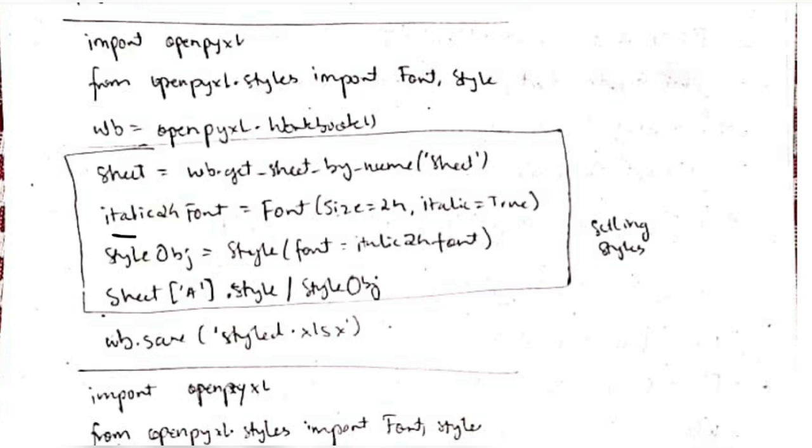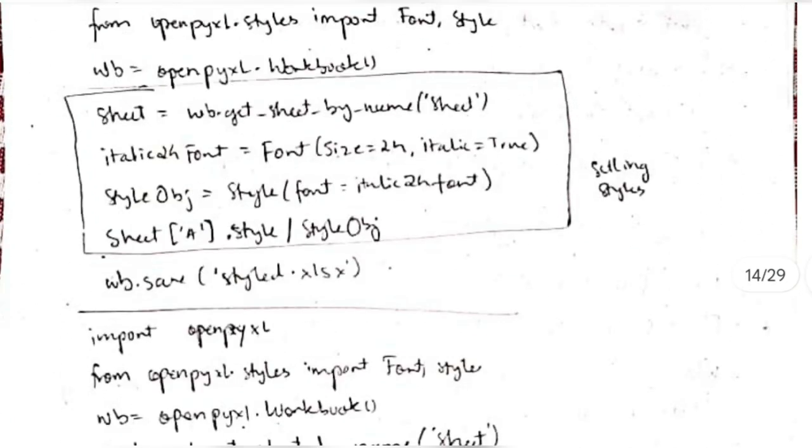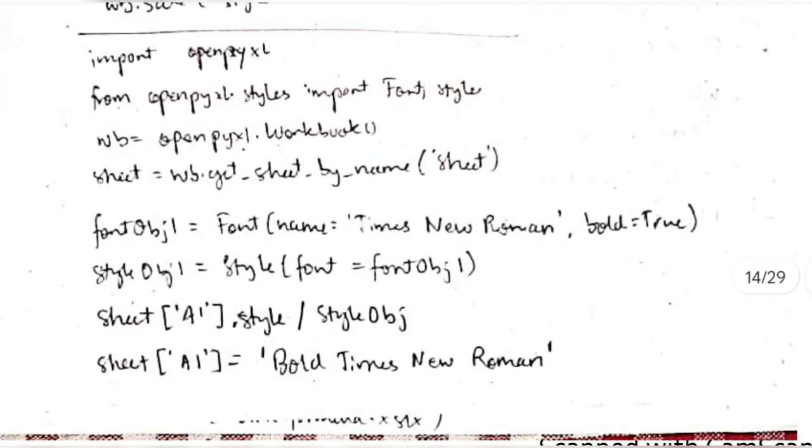So first is whatever font you want, you have to specify here. For example, size is equal to 24 and italic is equal to true. So it will set the font as italic and the size will be 24. That will be stored in the style as a style object, and that will be applied to sheet A. Then you have to save it. So this is how you set the styles and save the sheet with the new style.